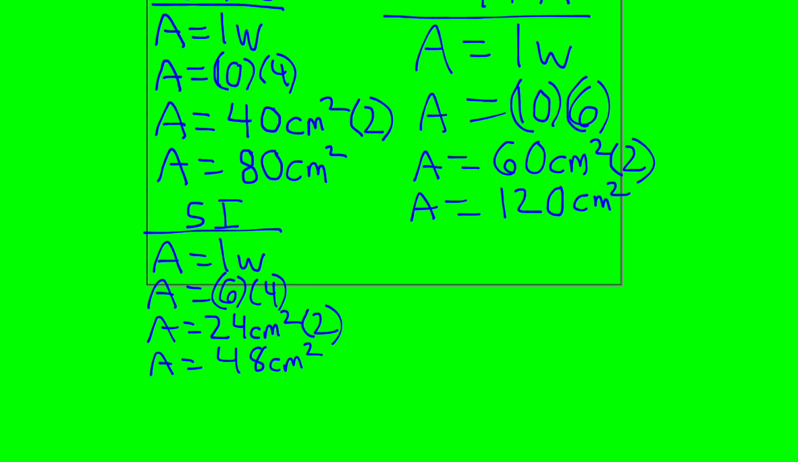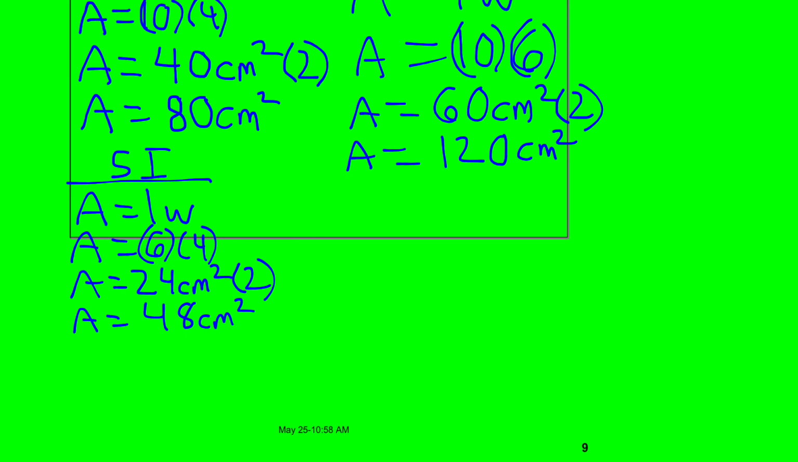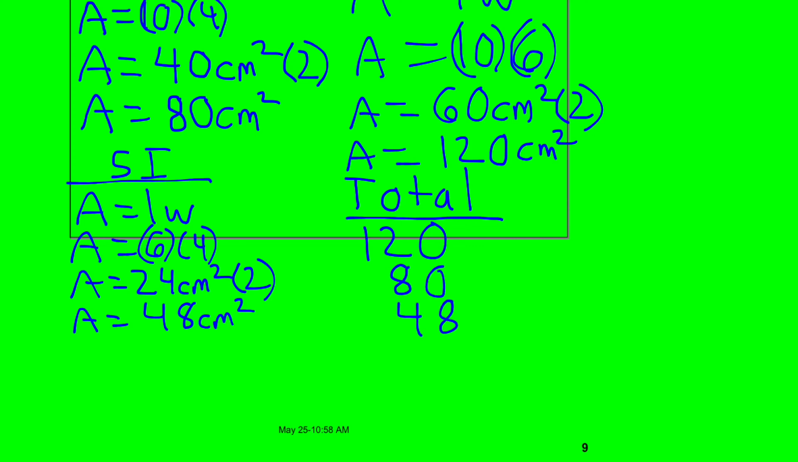So I've got the area for the top and bottom, the area for the front and back, and the area for the sides. Now to get the total area, I'll label that total. I'll just take my 3 areas and add them up. 120, 80, 48. I'll add them up. And my total surface area for this rectangular prism is 248 centimeters squared.